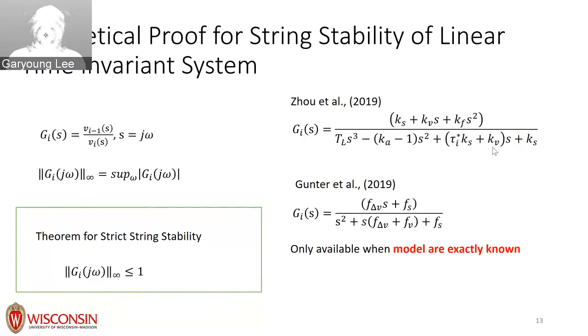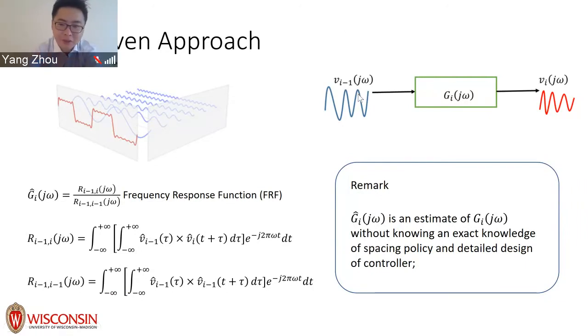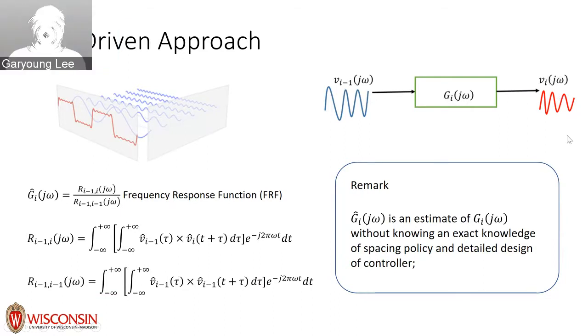So in this sense, we can think about a data-driven approach, right? Given the leading vehicle, we can still, for example, do a fast Fourier transformation directly on the leading vehicle's speed profile to decompose it into different sinusoidal and cosinusoidal waves of different magnitudes. And we can also conduct similar maneuvers on the following vehicle's speed profiles.